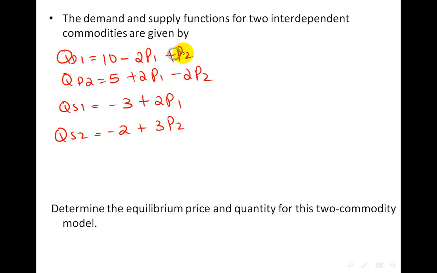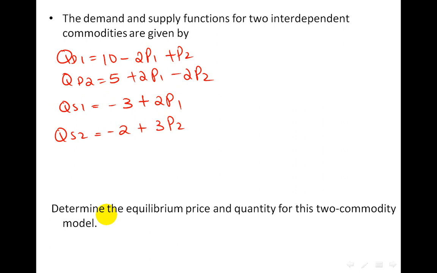Function number one is talking about demand for commodity number one, QD1 equals 10 minus 2P1 plus P2. The second function is talking about demand for commodity number 2, which is 5 plus 2P1 minus 2P2. The third function, QS1, is the supply function for the first commodity: minus 3 plus 2P1. And the last function is talking about supply for commodity number 2, which is minus 2 plus 3P2.